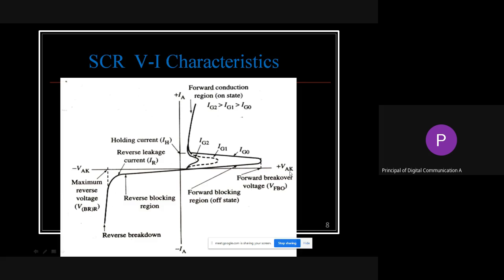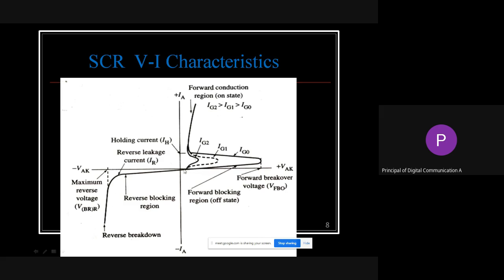So VAK is nothing but the anode to cathode voltage, and IA is nothing but the current which can flow through the SCR, that is anode current, like that they have given the name. As we have seen, there are three biasing methods through which we can bias the SCR. From that, the two, that is forward blocking and forward conduction, are related to the first quadrant.